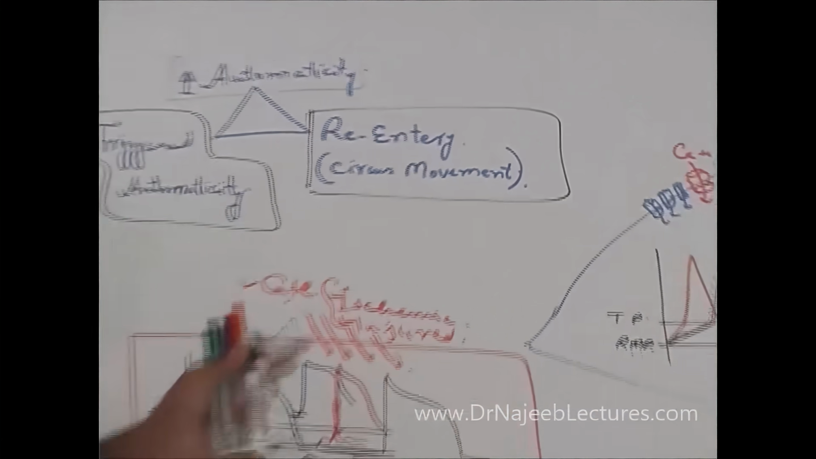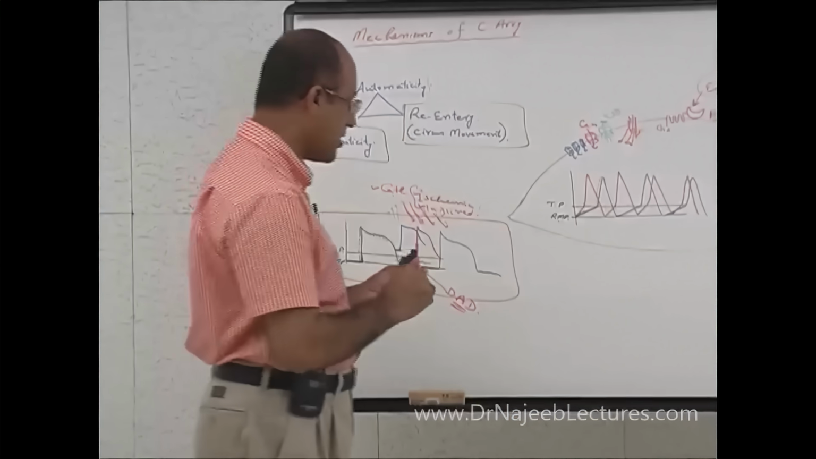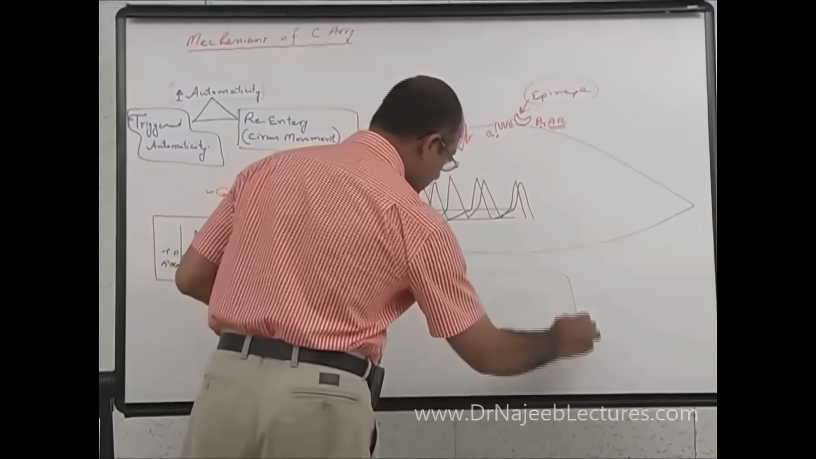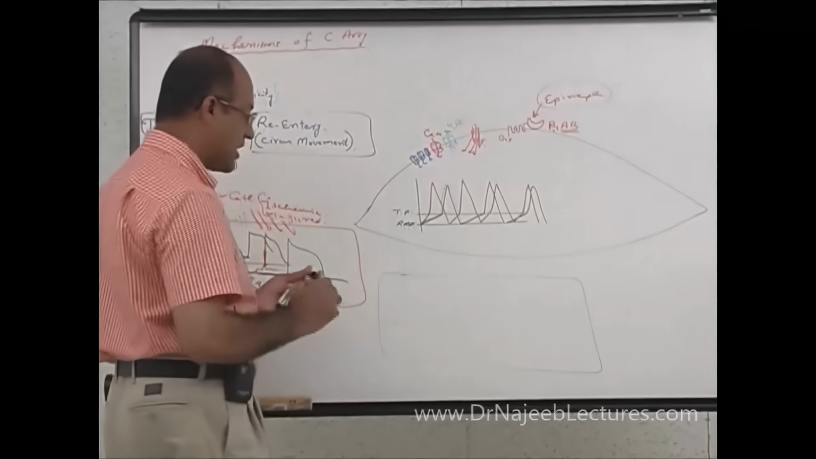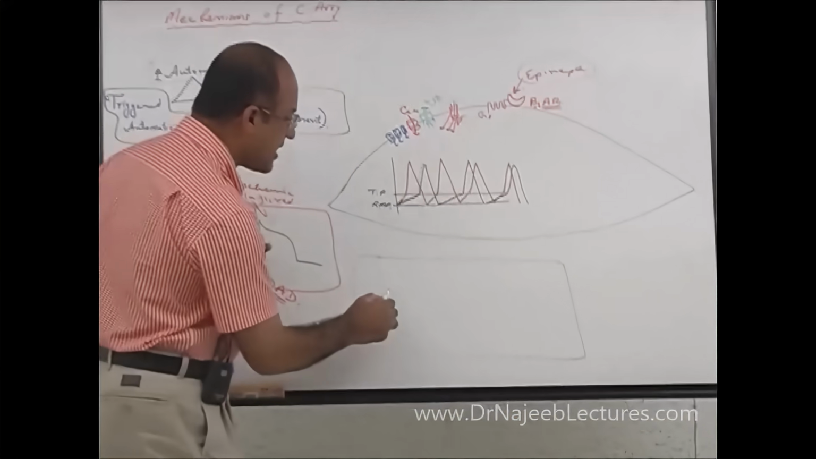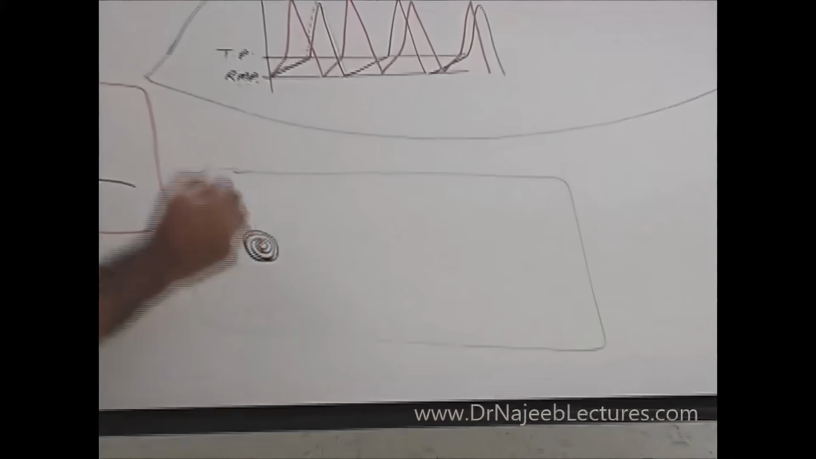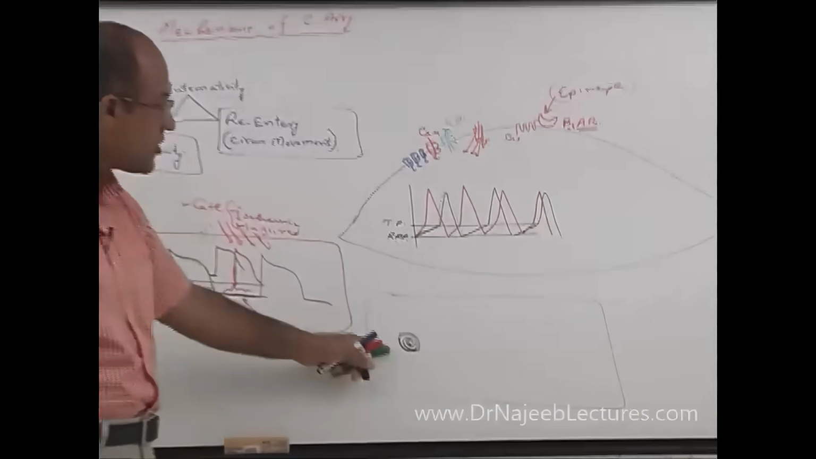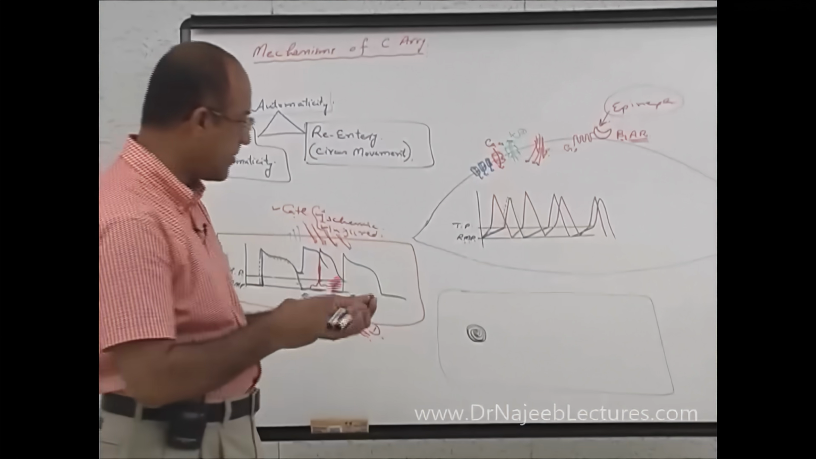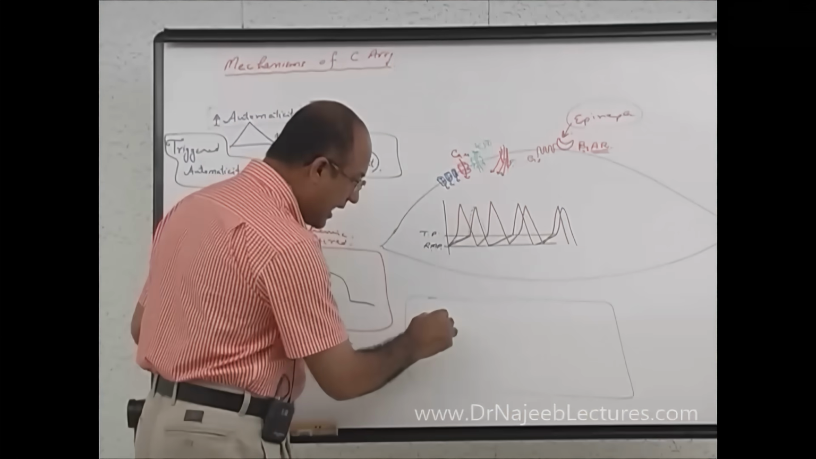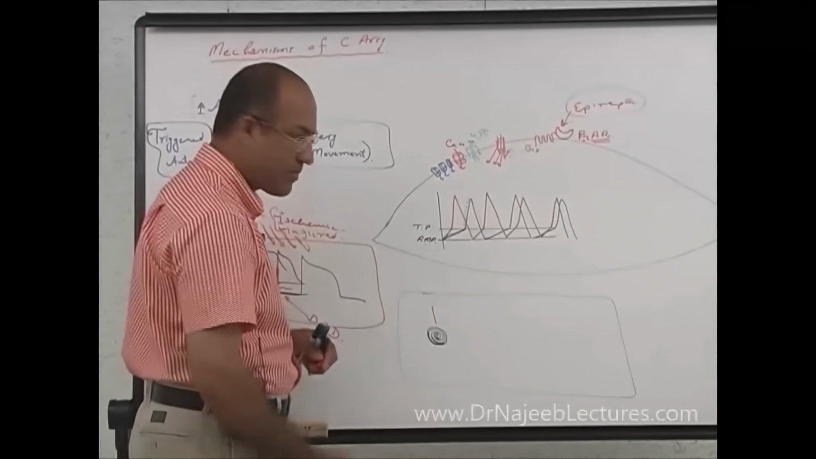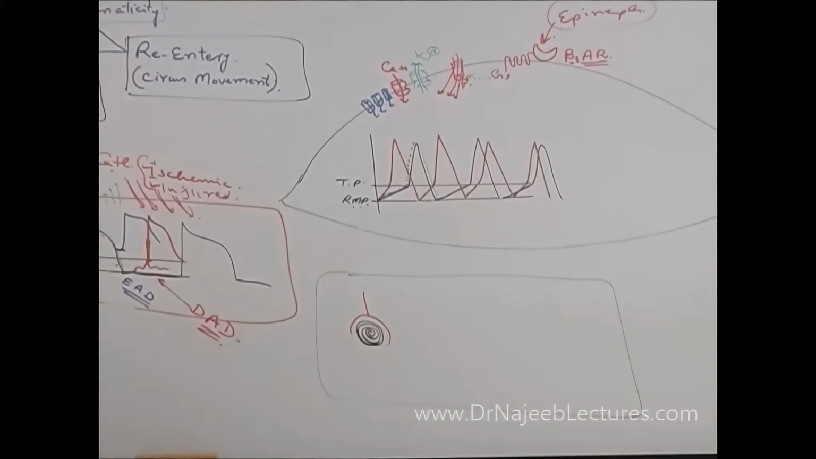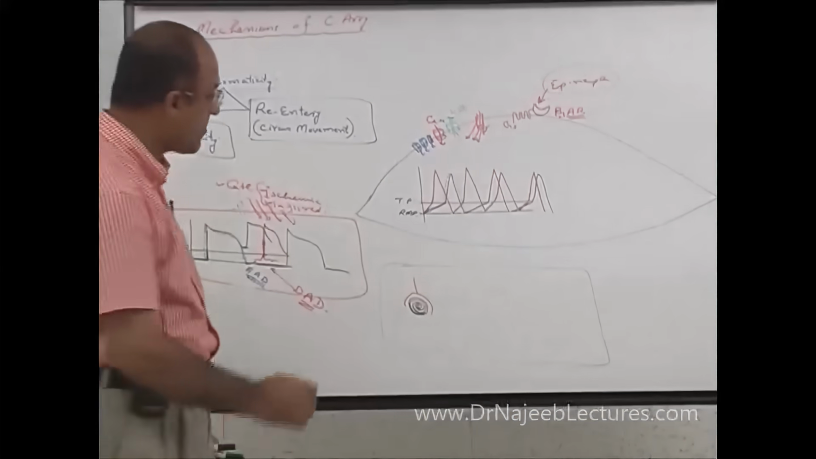Now let me explain how re-entry can produce the problem. Let's suppose this is a piece of myocardium, and there is some area which is electrically not excitable. For example, this is a scar in the myocardium, and it is electrically not excitable. Now listen carefully. If an electrical stimulus comes and starts moving around this electrically resistant area.